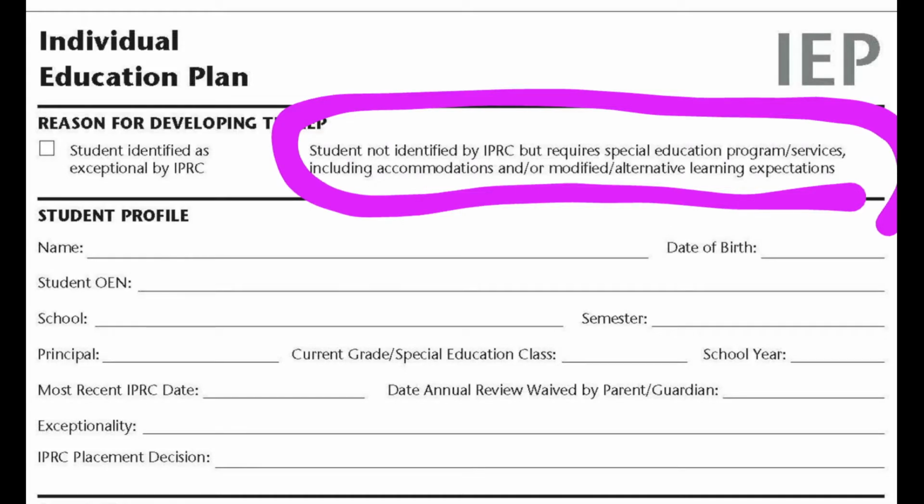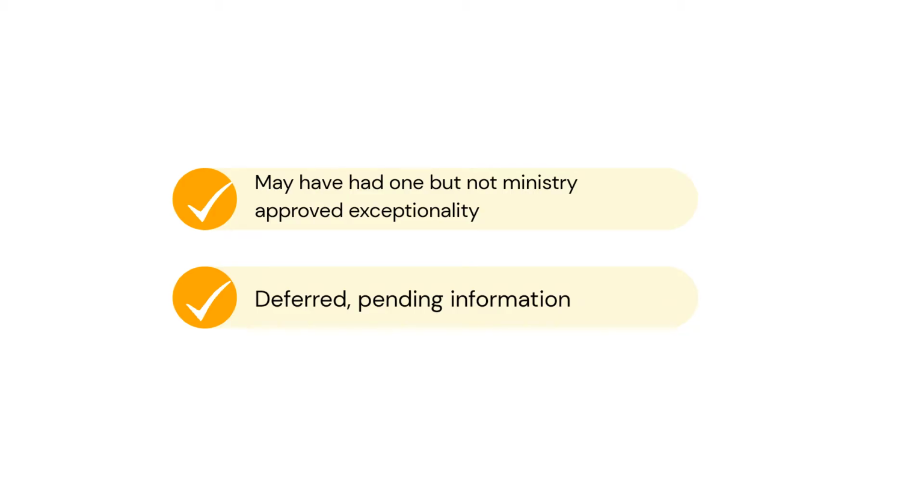Now let's look at the student not identified by IPRC but who requires special education program services, including accommodations and/or modifications, alternative learning expectations. The student may have had an IPRC before and was found not to have a ministry-approved exceptionality, or the IPRC may have a deferred decision pending more information. It can also mean that the student may not yet be at the IPRC stage of the process.